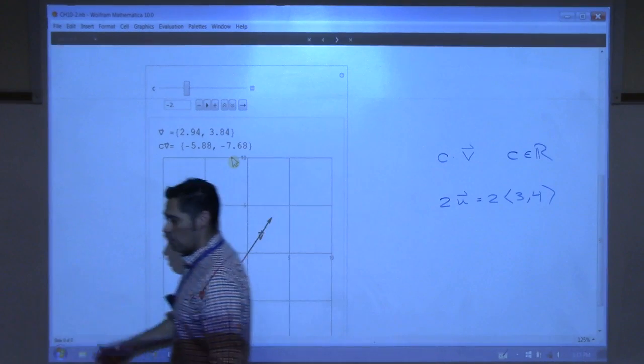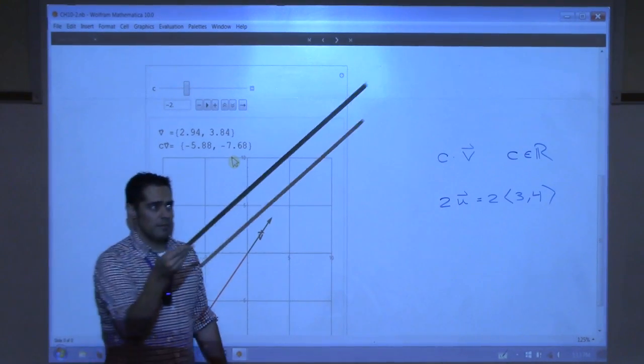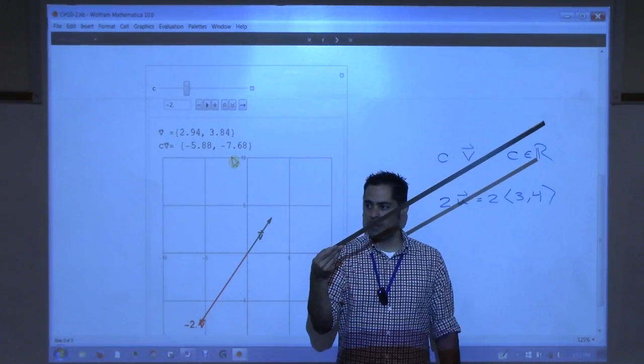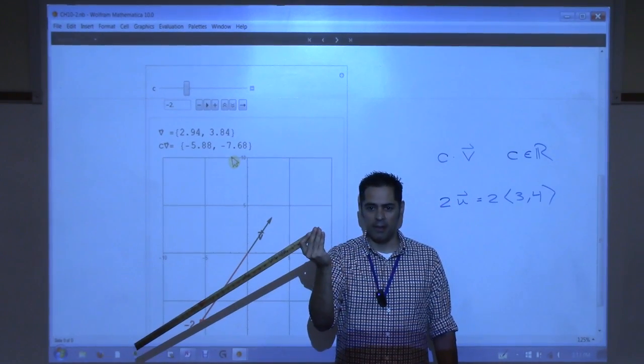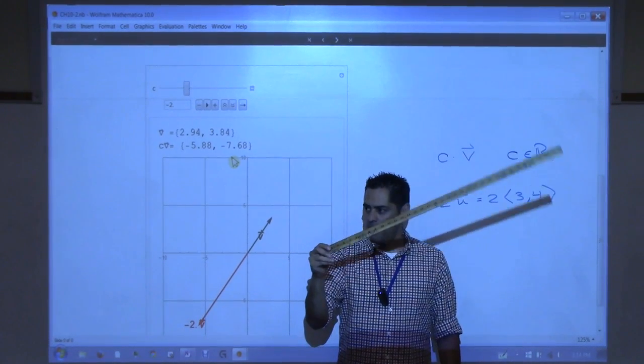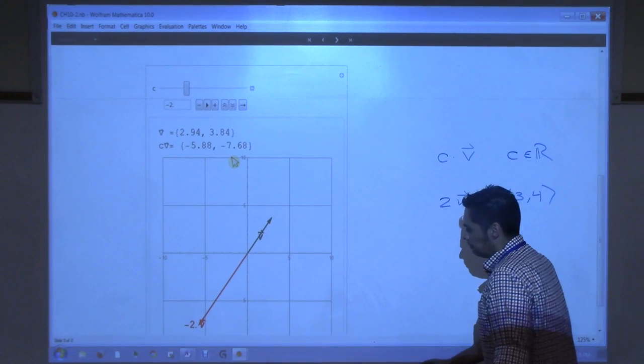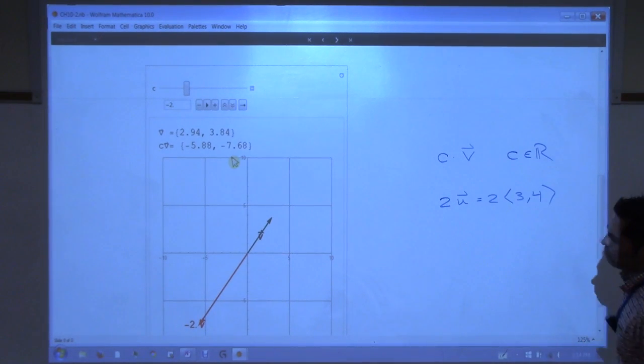In 3-dimensional space, it's a little harder for me to show you, but imagine you have a vector, we call that V. Negative V would be like that, right? Got it? Okay, anything else we want to talk about here?